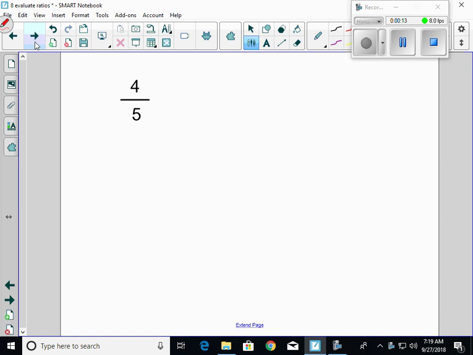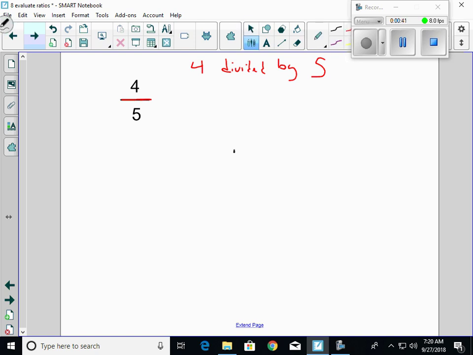Okay, so here's the ratio 4 to 5. Well, this is really the fraction 4 over 5, right? It's the ratio written as a fraction. And when you read this, this says 4 divided by 5. Okay, so you read this from top to bottom. So we're going to do 4 divided by 5.